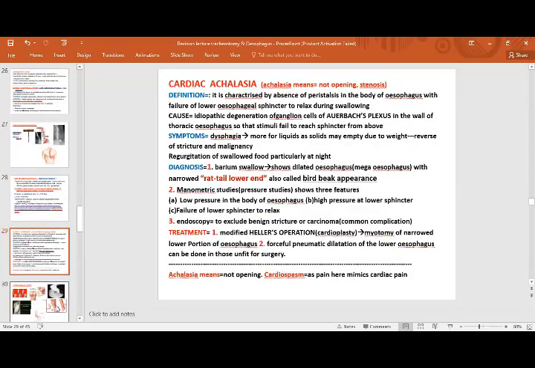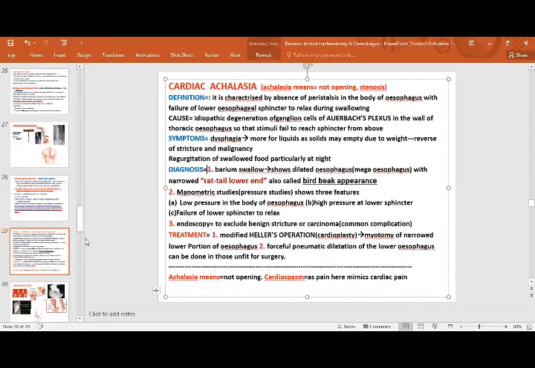Now the next condition is achalasia cardia. Achalasia means not opening, as in stenosis. It is characterized by absence of peristalsis in the body of the esophagus. There is complete absence of peristalsis with failure of the lower esophageal sphincter to relax during swallowing. So the symptom would be dysphagia, more for liquids, as solids may empty due to weight, and regurgitation of course occurs. Diagnosis would be done with barium swallow, and this will show a specific picture of a rat tail lower end. That is also called bird beak appearance.